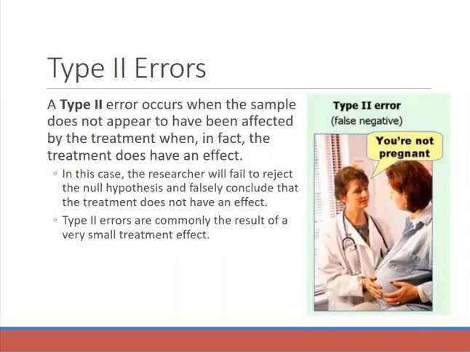Maybe it was a small effect, but if you'd been able to test the full population, it would actually be there. And type 2 errors most commonly result from a very small treatment effect. So although the treatment does have an effect, it's not large enough to show up in a research study. So this is kind of like a bummer, right? There was a difference that you were looking for, but it wasn't big enough for you to catch.